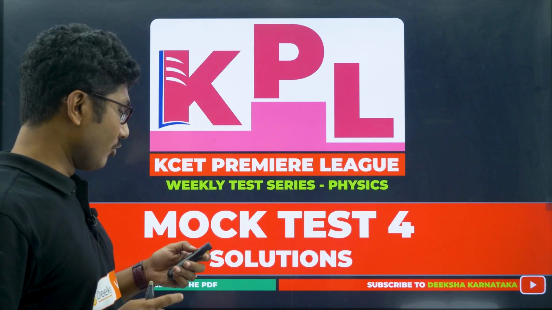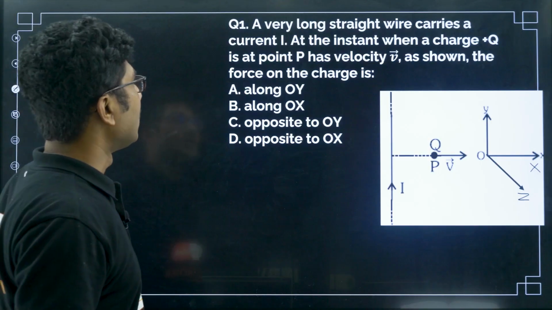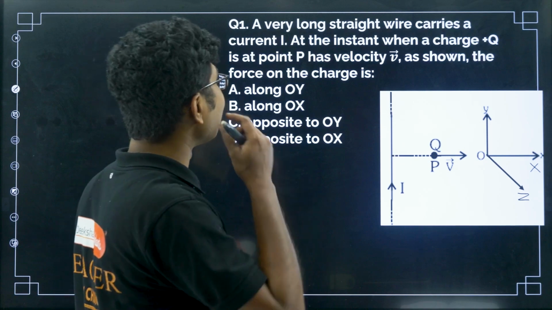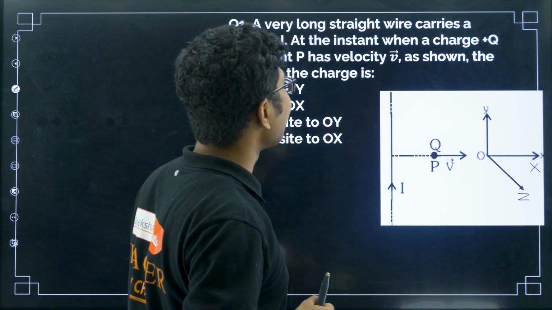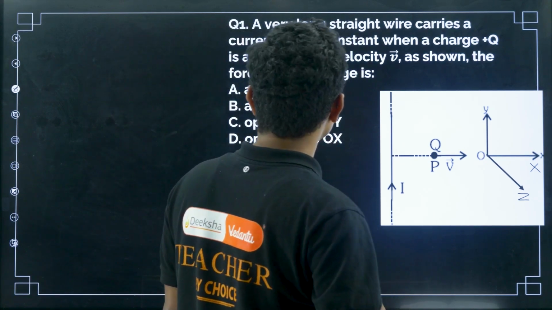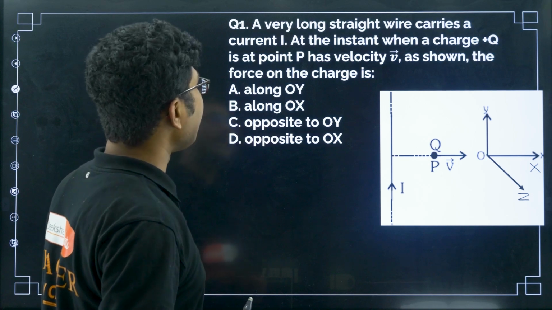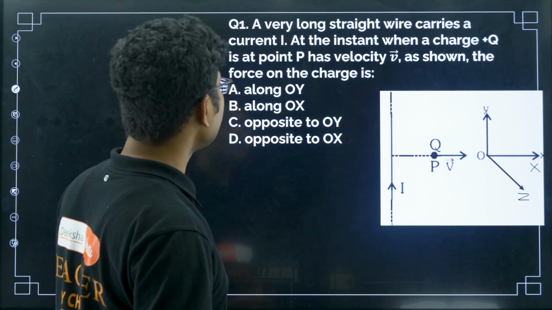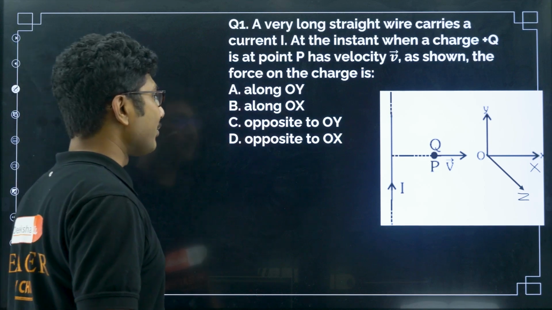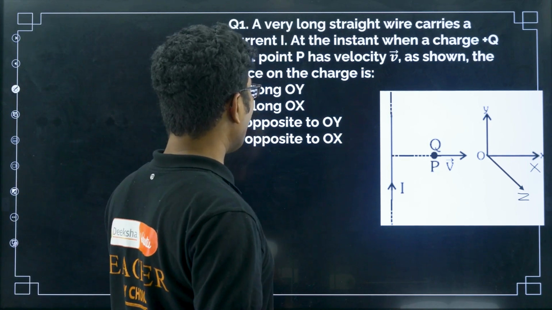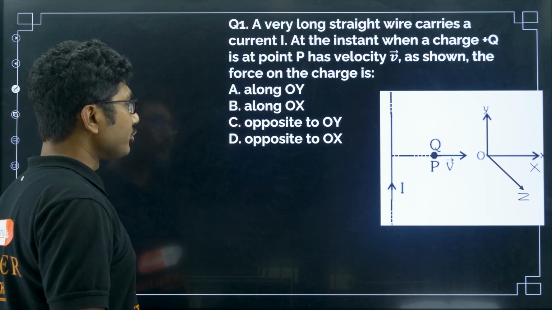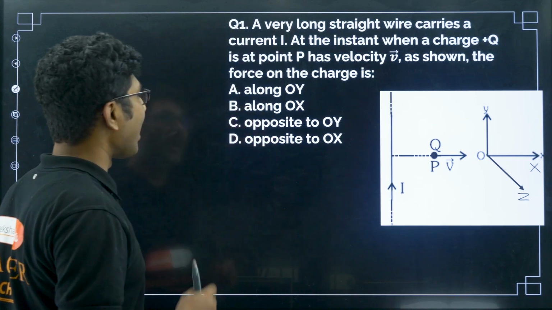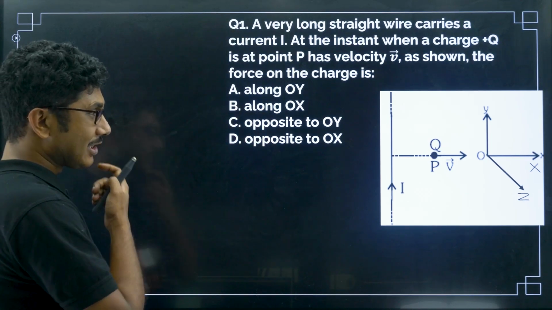Okay, now let's look into the problems one by one. So the first problem: a very long straight wire carries a current I. At the instant when the charge +Q is at point P, it has velocity V as shown in the figure. The force on the charge is along OY, along OX, opposite to OY, or opposite to OX. Okay, so they have asked you to find the direction of the force.